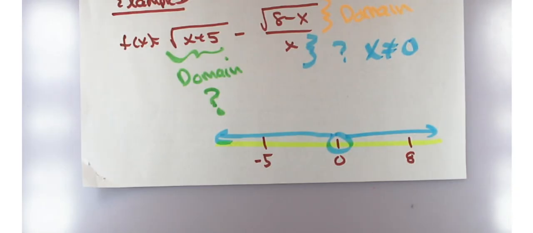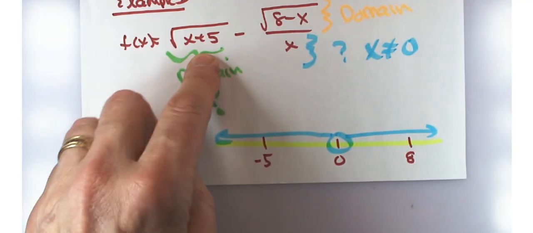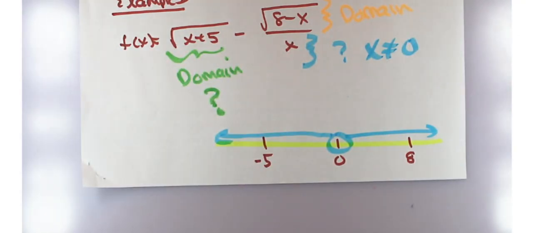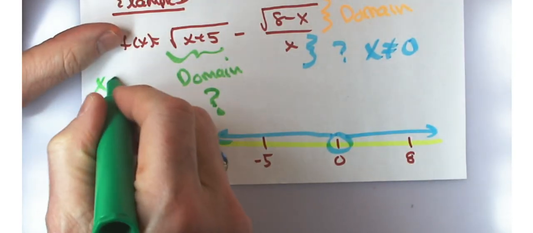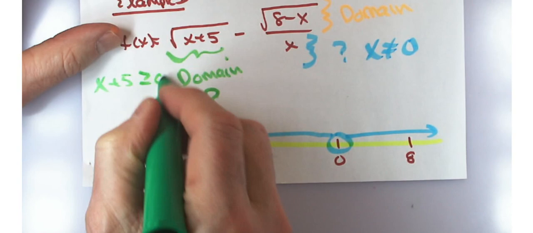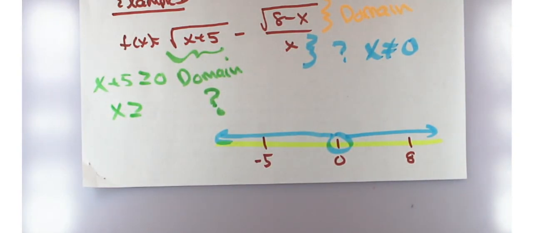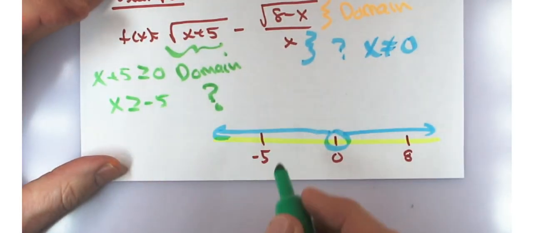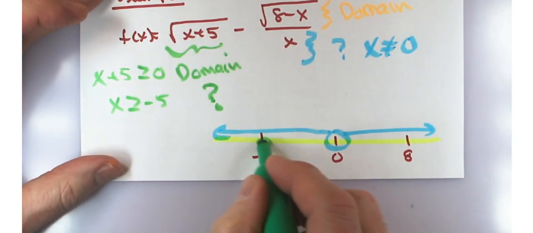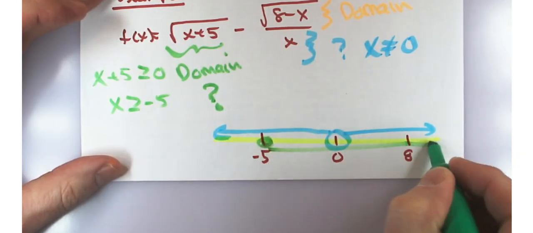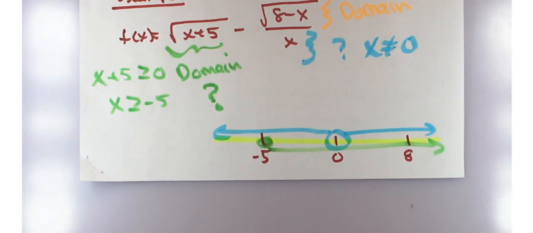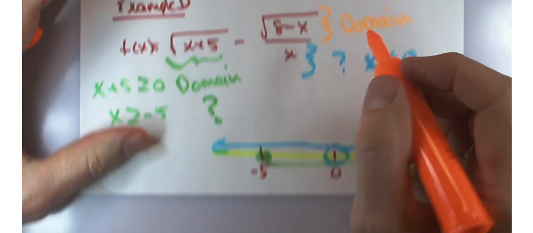Great. How about this part here? Square root of x plus 5. What's the domain for something like that? Let's do that over here. What do I want to make sure of? I want to make sure that x plus 5 is greater than or equal to 0. When does that happen? Yeah, from -5 to infinity. So that's going to be this piece here. Nice. And we have to do similar for this last piece over here.